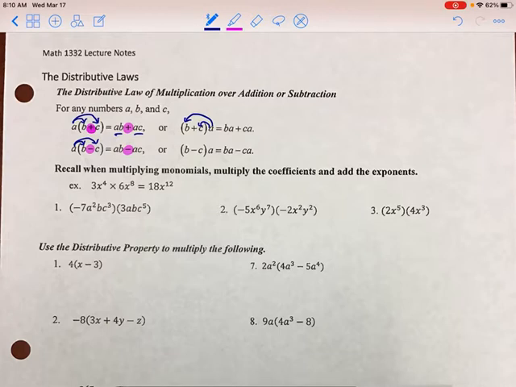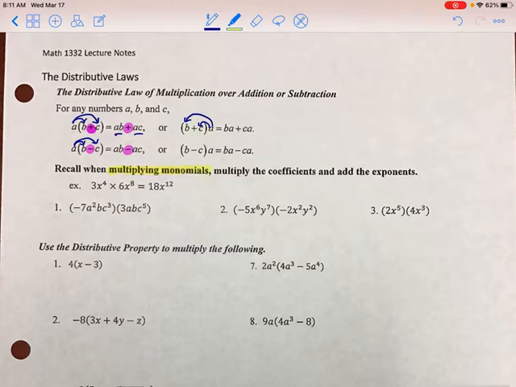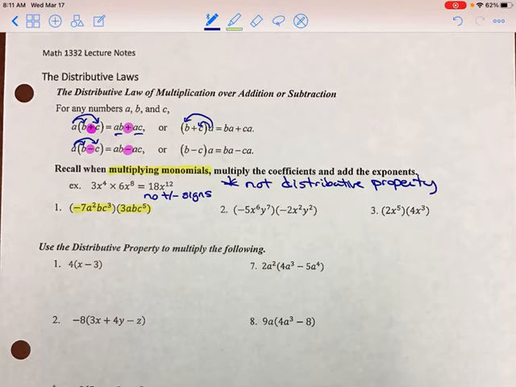All right, so the first ones we're looking at are actually not distributive properties. So if you take a look here, these are what are called monomials. If I look at these two pieces, notice that there are no plus or minus signs. So we've already done this. This is our law of exponents, but this is not the distributive property. Okay, so just a reminder of what it doesn't look like before what it does look like.